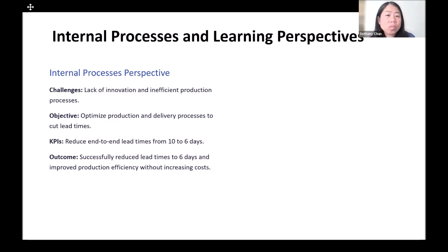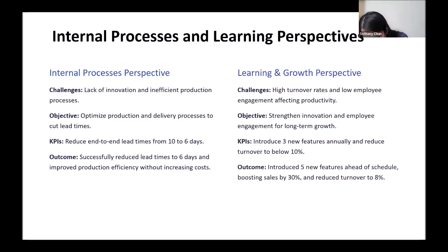And their action: they invested in automation for routine tasks to speed up the assembly line and introduced a time tracking system for orders to improve visibility and coordination across departments. And for the outcome, we got 5 new features introduced ahead of schedule, boosting sales by 30% and reducing turnover to 8%.